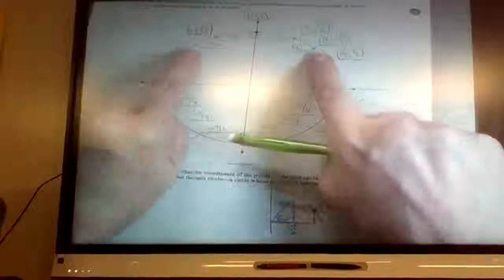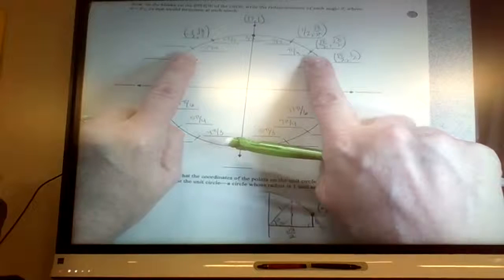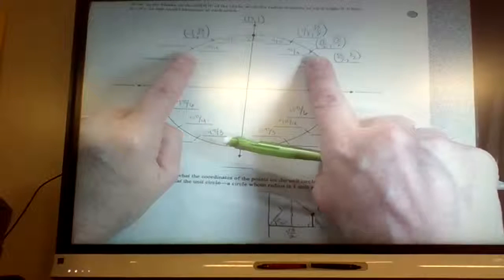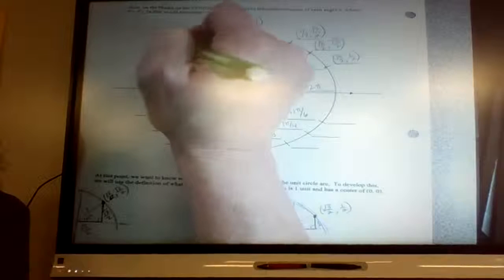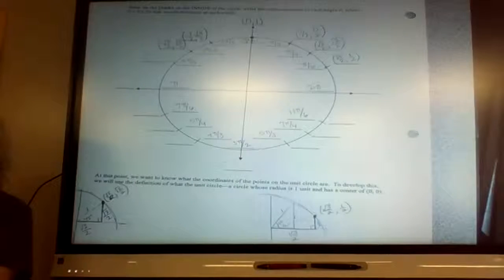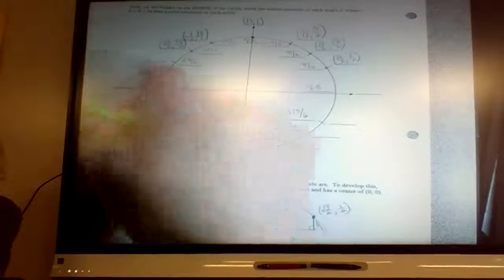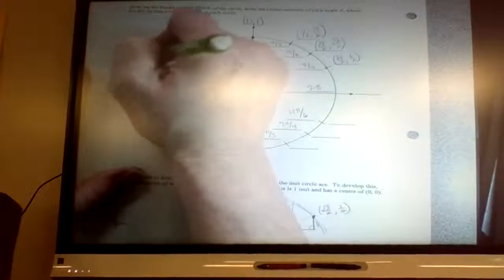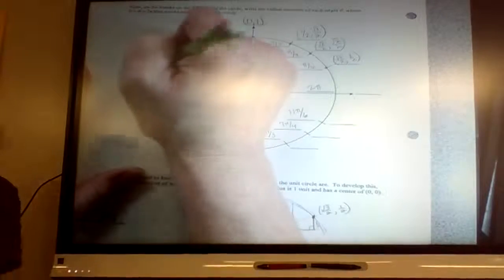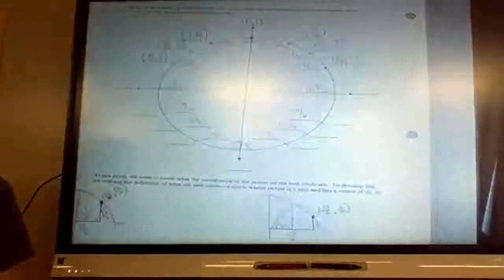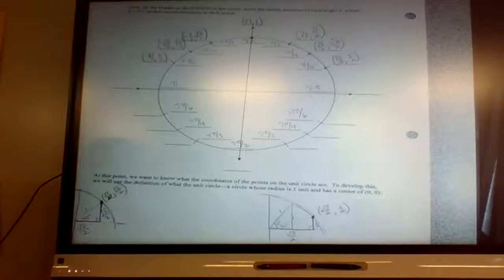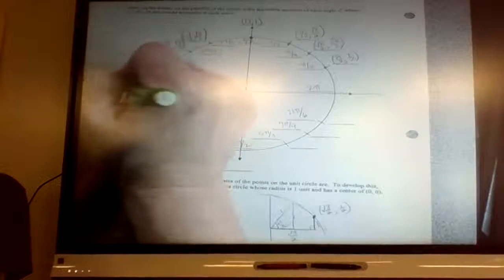These two have the exact same reference angle. They're both 45, 45, 90s. So what point is this? It's just going off to the left. Okay. How about this one? What's this one going to be? What is this point? Negative 1.